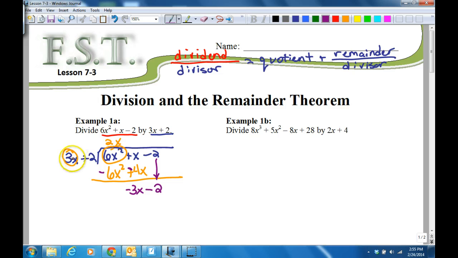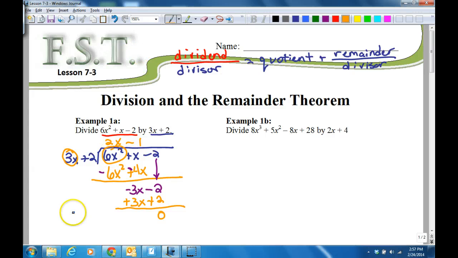Okay? How many times does 3x go into negative 3x? Negative 1. So I'm going to go negative 1 times 3x, we'll get negative 3x. Negative 1 times 2, you get negative 2. And notice now when I go to subtract, I'm going to change my signs. What do I have as a remainder? 0.